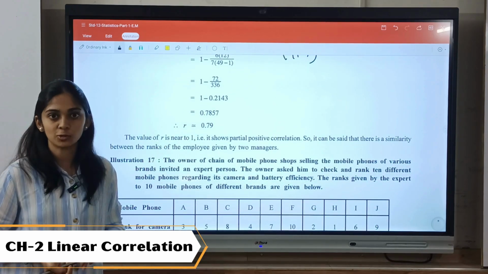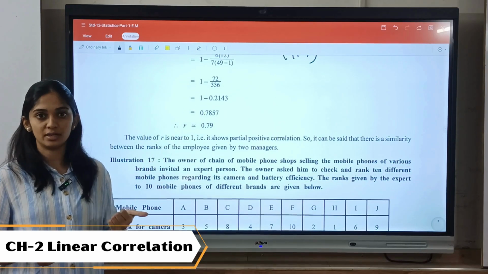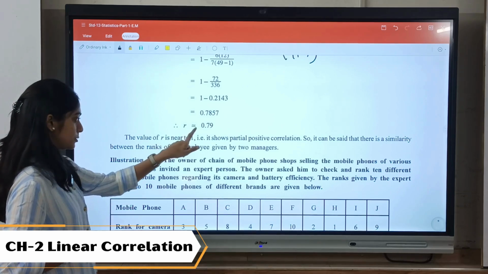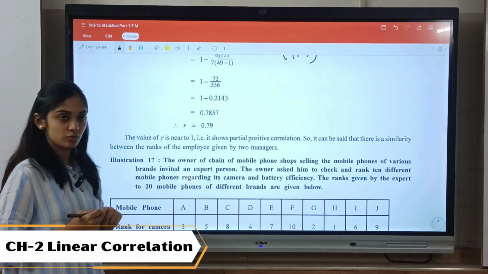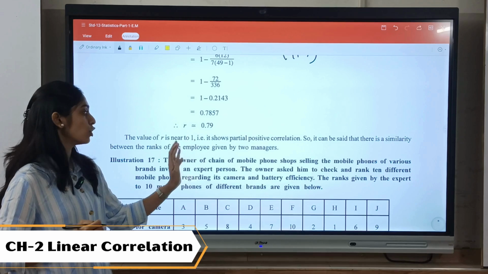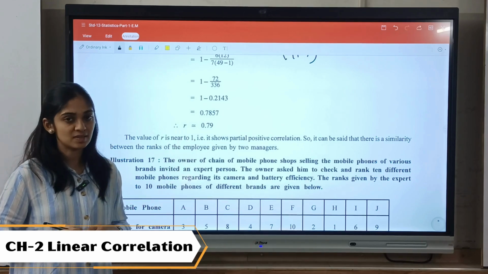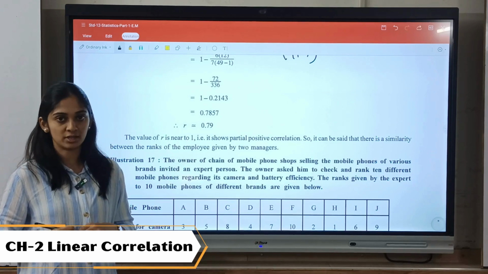Here also we are supposed to interpret R as we did in Karl-Pearson's method. As it is positive, there is positive correlation, and the answer is not very near to 1. So we can say that there is partial positive correlation.